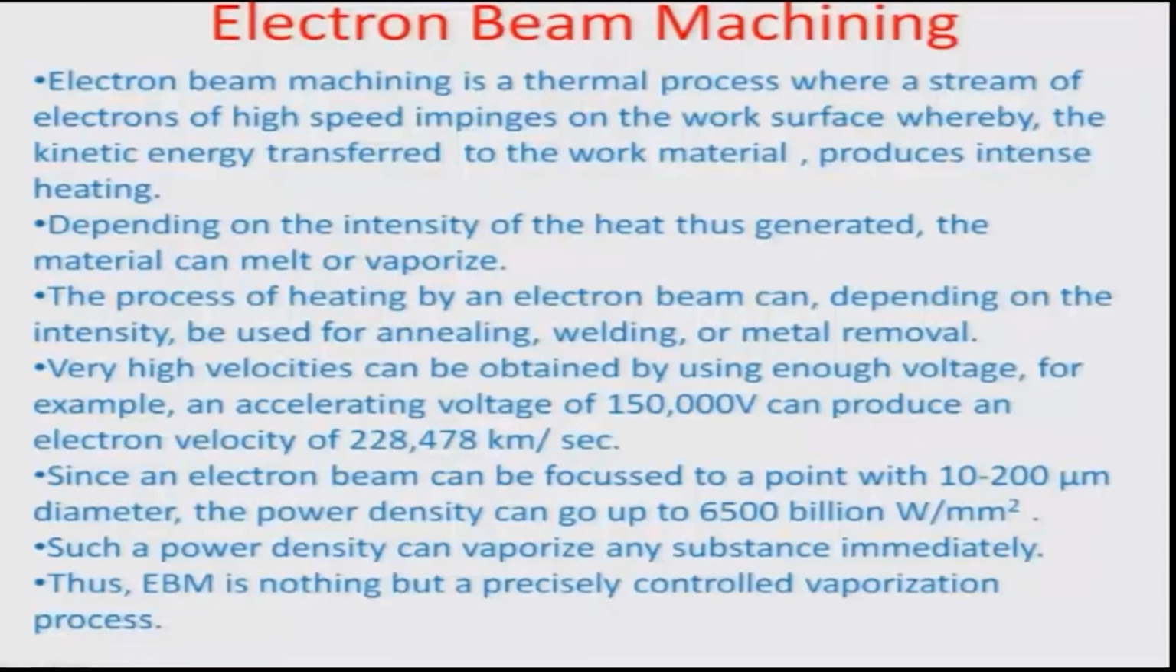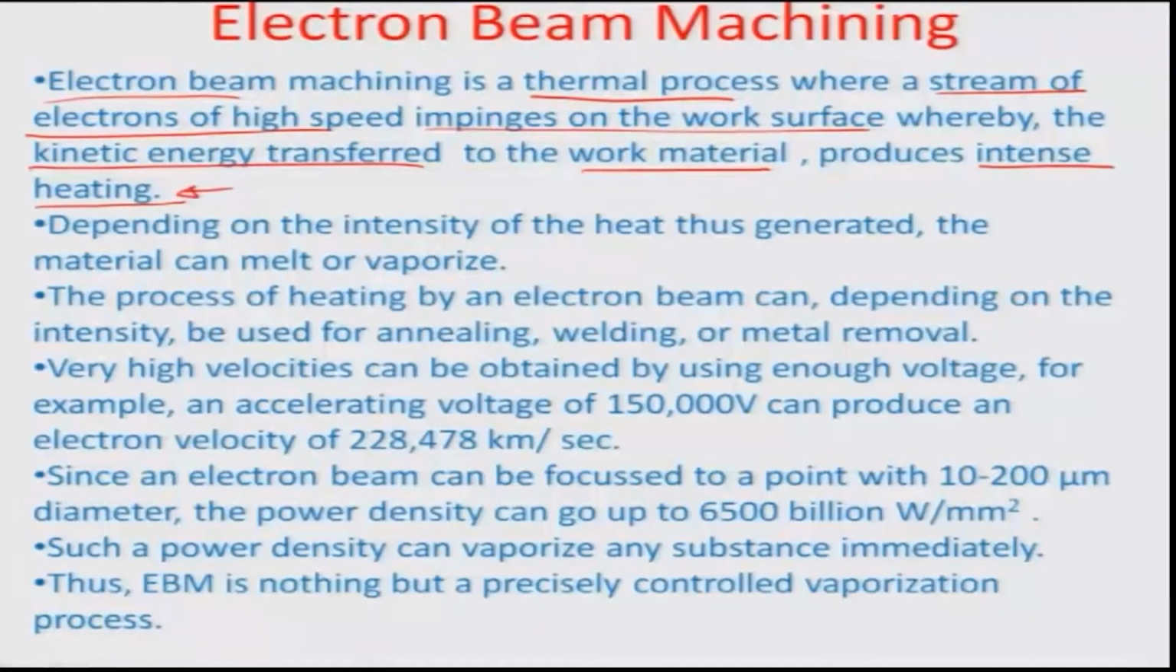It is obviously another thermal process where the agent doing the heat transfer here is the electron beam. There is a stream of high speed electrons which impinge on the work surface and transfer all their kinetic energy to the work material, and this produces intense heating and sometimes melting or even vaporization. So, depending on the intensity of the heat generated, the material either can melt or vaporize. In this case the intensity also goes to an extent where some of the material can get vaporized, so it sublimates directly. The process of heating by an electron beam depends on the intensity of the beam, and it can be used for various operations, for example annealing of the work surface, welding of two different parts together, or even metal removal operations.